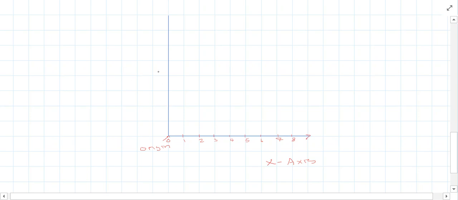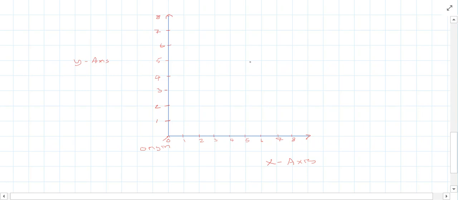And then this axis here, which is the vertical axis, is what's known as the y-axis. And again, it's going to have its y coordinates. So let's put those in. So we have 1, 2, 3, 4, 5, 6, 7, and 8, and that will continue on in that direction as well.